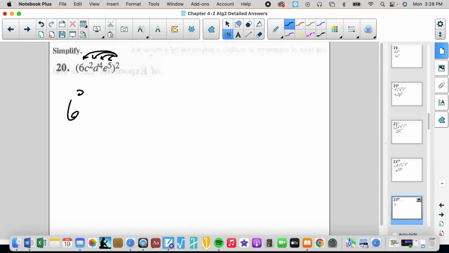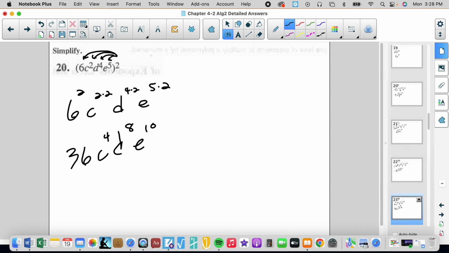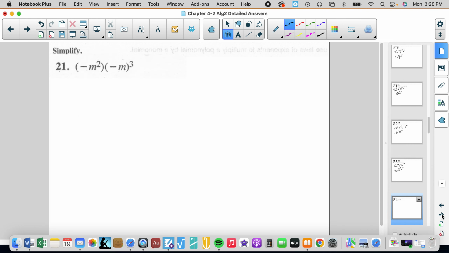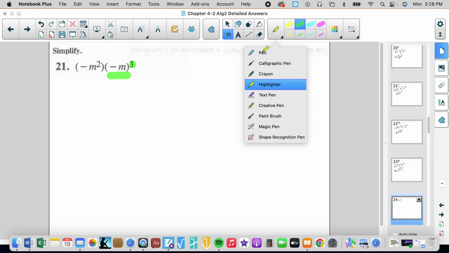So you have 6 squared, c to the 2 times 2, d to the 4 times 2, e to the 5 times 2: 36, c to the 4th, d to the 8th, e to the 10th. We have to cube first. This is a good one. Attention to the details. So we have to cube first.